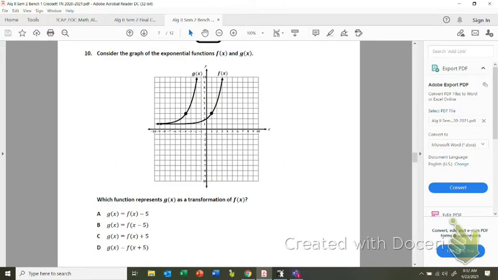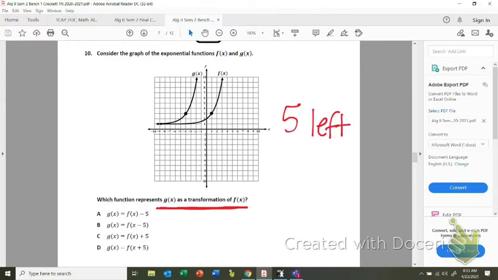Number 10. Which function represents g of x as a transformation of f of x? So are we going from g of x to f of x or f of x to g of x? F of x to g of x, because it says g of x is a transformation of f of x. Okay, so put your pencil on the dot at f of x. Now, to get to that other point, where do we have to go? We have to go left. How many points? We have to go 5 to the left.